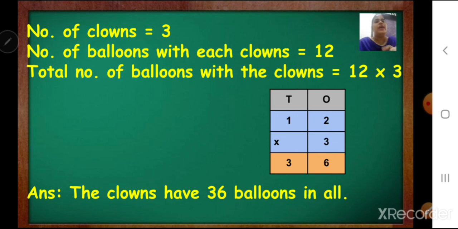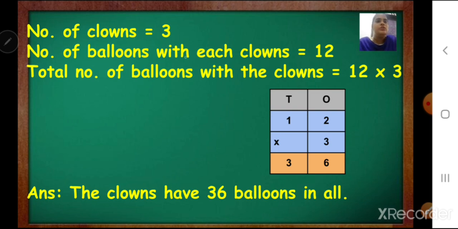So first we have to write the statements. Then we have to solve the multiplication, and then we have to write the answer. 3 steps. So first we can write how many clowns are there. Number of clowns. Instead of writing number, you can write NO and then a dot. Number of clowns is equal to 3.